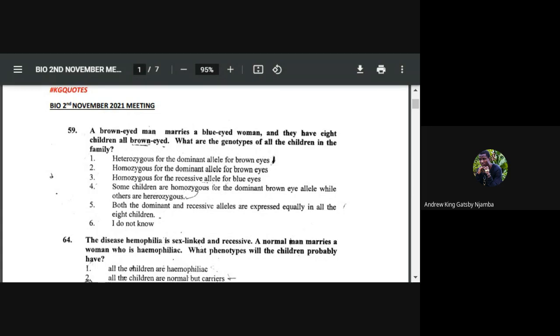So these are past paper questions that are just copied and pasted, and I have no clue of the solutions, just like you. Yeah, so basically we're going to discuss together and find the solution. Yeah, so the question is saying a brown-eyed. Yeah, I've not even read the question. So what's your take on question number 59? This is from the 2011 paper.